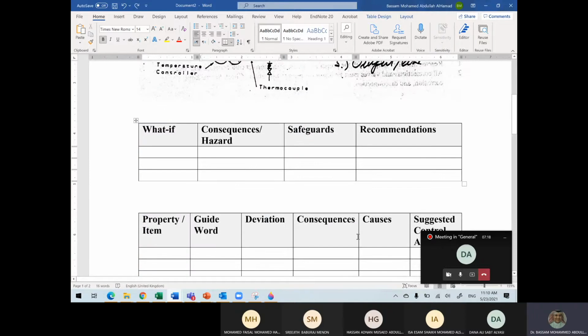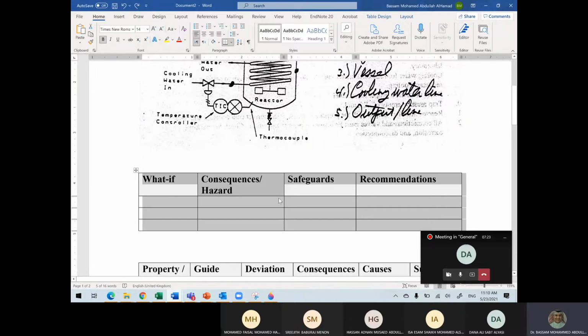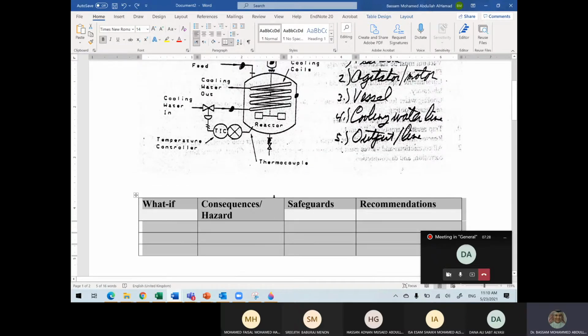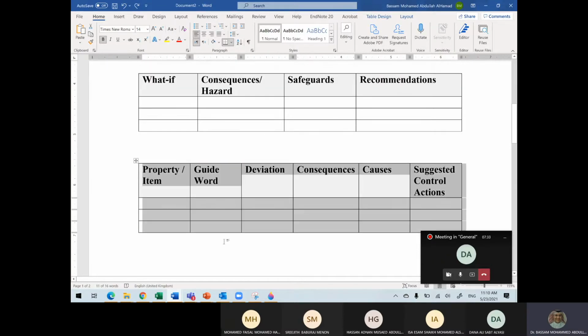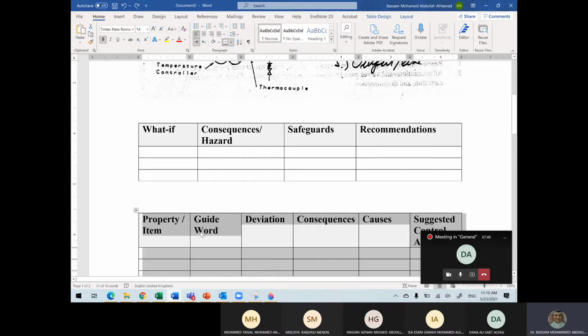Now, these two tables are going to be given to you in the exam. I'm going to tell you, please write a what if analysis, and then I'm going to give you this table just to be a guide for you. Or please perform a hazard study, and then I'm going to give you this table here. Now, talking about what if and the hazard study, they are very similar. Why? Because the what if somehow explains these three together.